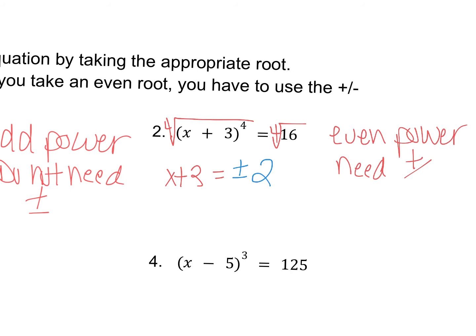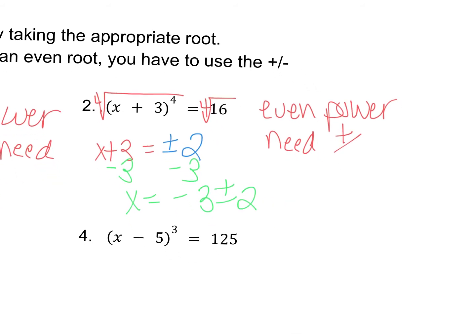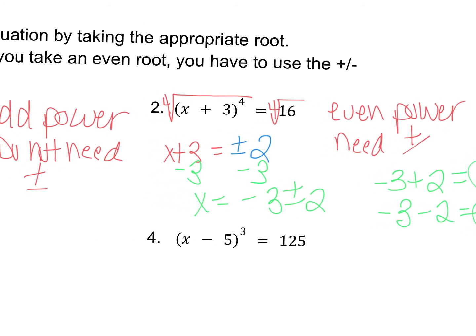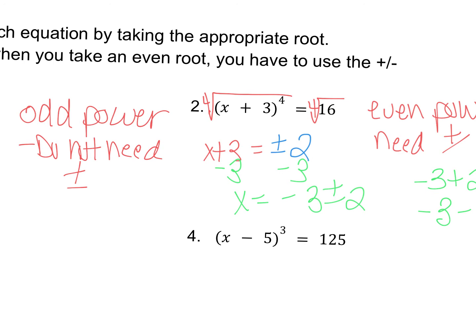Okay, so then when we go ahead and subtract 3 from both sides, x is going to be negative 3 plus or minus 2. If we wanted to actually calculate that out, negative 3 plus 2 equals negative 1, and negative 3 minus 2 equals negative 5. So we would have 2 answers here. Okay, and since it doesn't start out as a root or anything like that, like we did yesterday, we don't have to worry about any extraneous solutions.